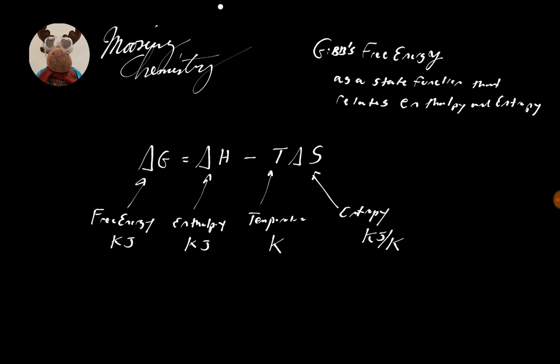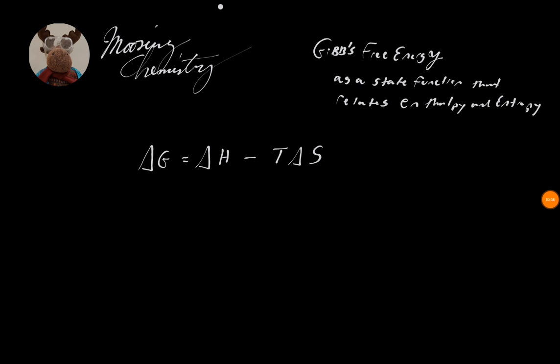Now, there's a little thing. If delta G equals a positive number, then this is called non-spontaneous. If delta G is negative, then the reaction is spontaneous. That's really, really important to remember. So we're going to pause this video here for a second and look at a little bit more.